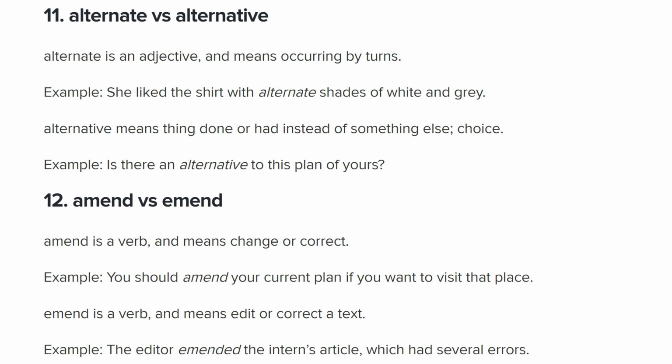Alternate is an adjective and means occurring by turns, yes. She liked the shirt with alternate shades of white and grey. White, then grey, then white, then grey, etc. Alternative means thing done or had instead of something else, a choice. Is there an alternative to this plan of yours? Yes. Okay, I think that's fairly clear.